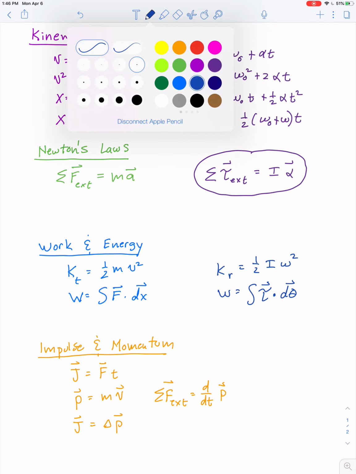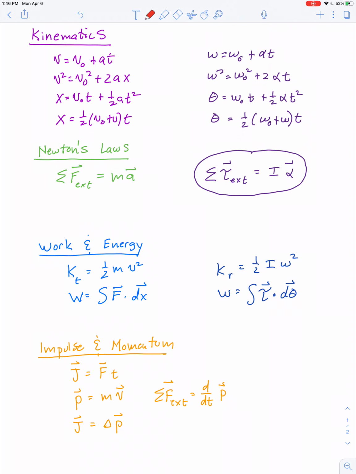And lastly, we'll say that the net external torque acting on an object is the time rate of change of the angular momentum for an object, where angular momentum is defined as either rotational inertia times angular speed, or angular momentum is the cross product between lever arm and linear momentum.